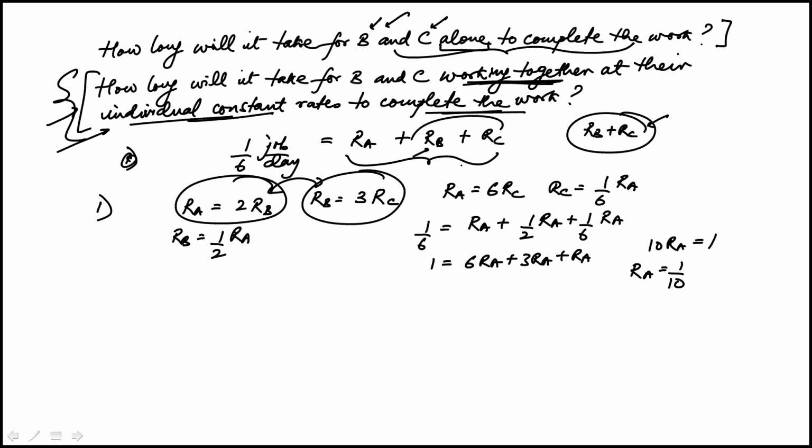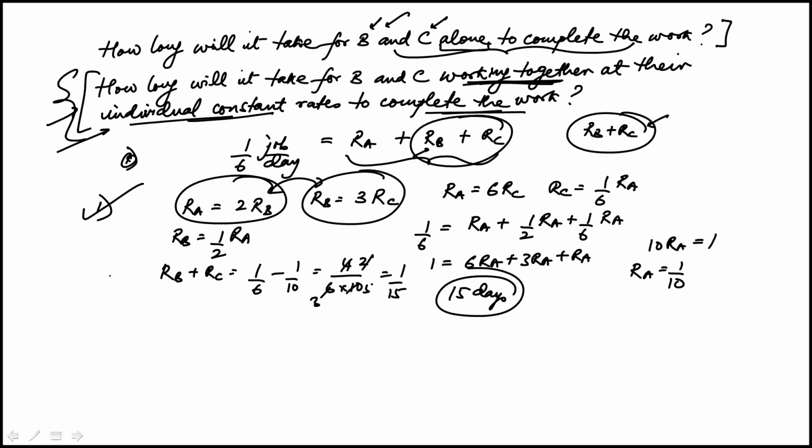So from this, I can figure out the combined rate of B and C would be 1/6 minus 1/10. And that would be 5/30 minus 3/30, which is 2/30, so 1/15, which means it will take them, B and C together, 15 days to do this. So 1 alone is sufficient. Again, I do want to emphasize, you don't have to do any of this once you recognize that you have enough equations.